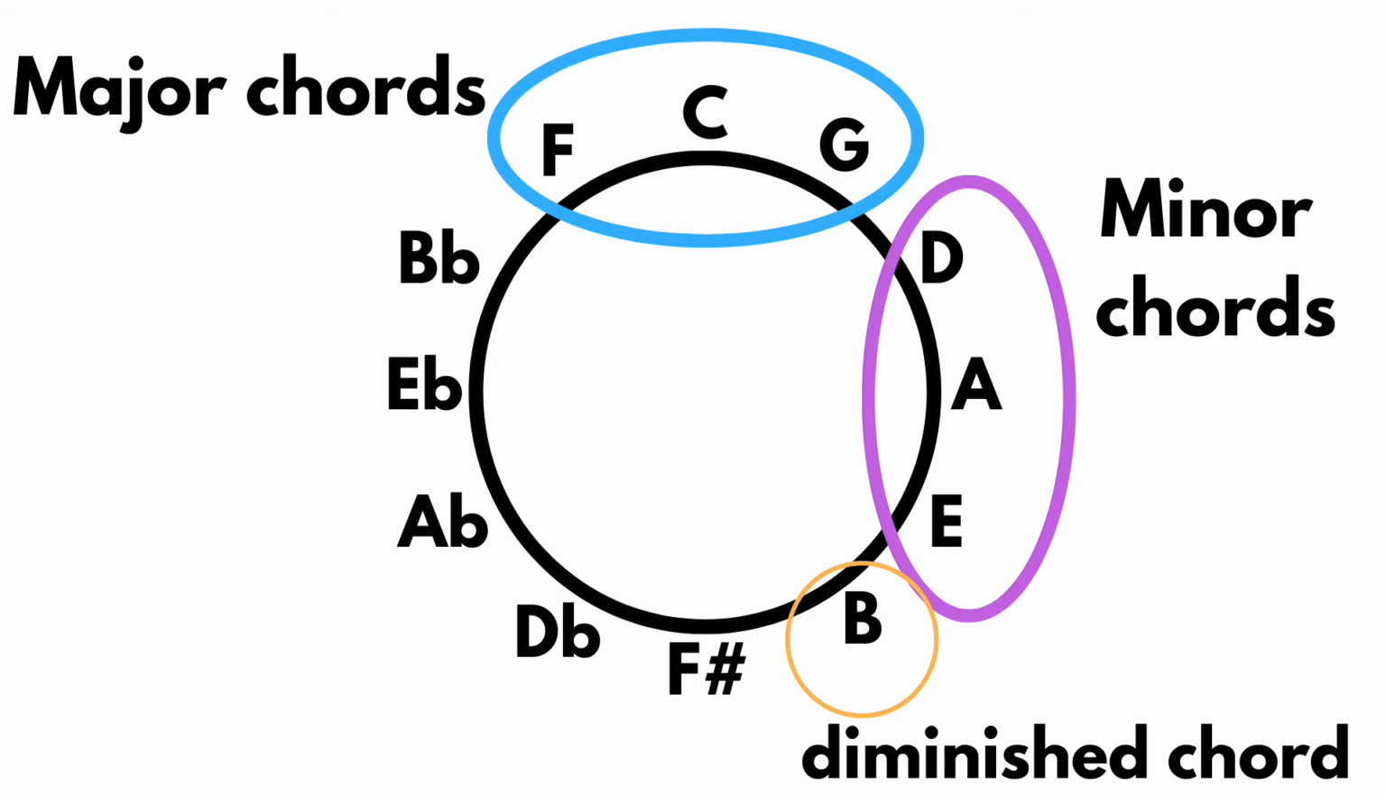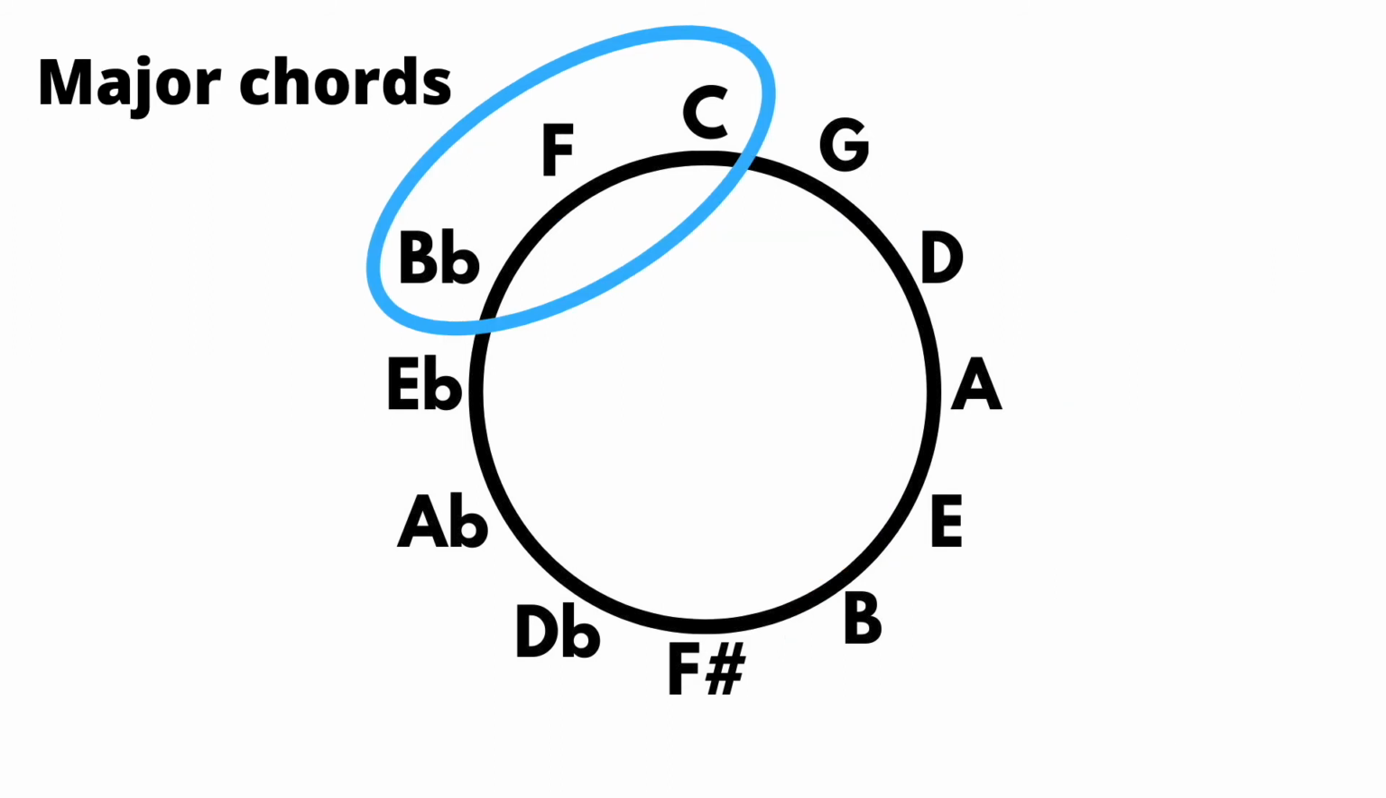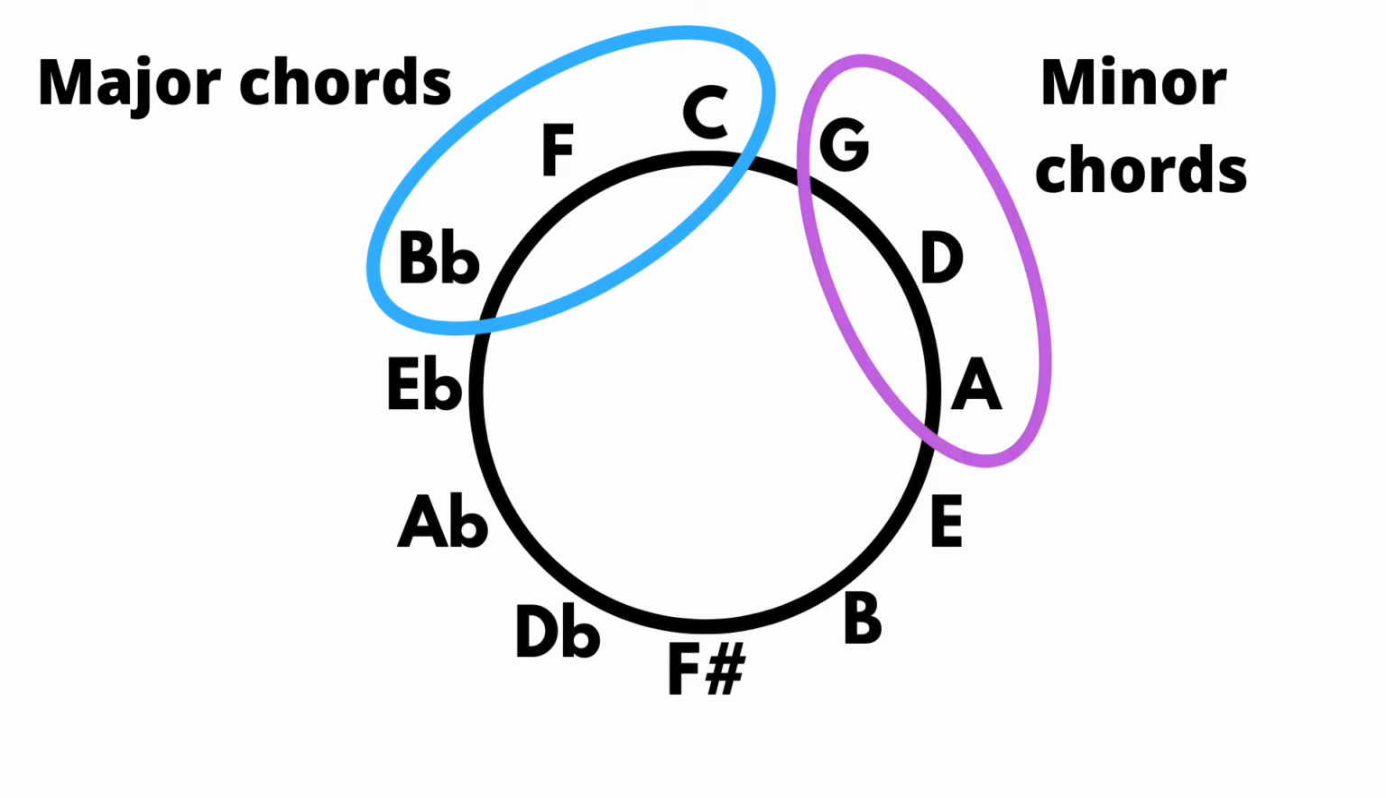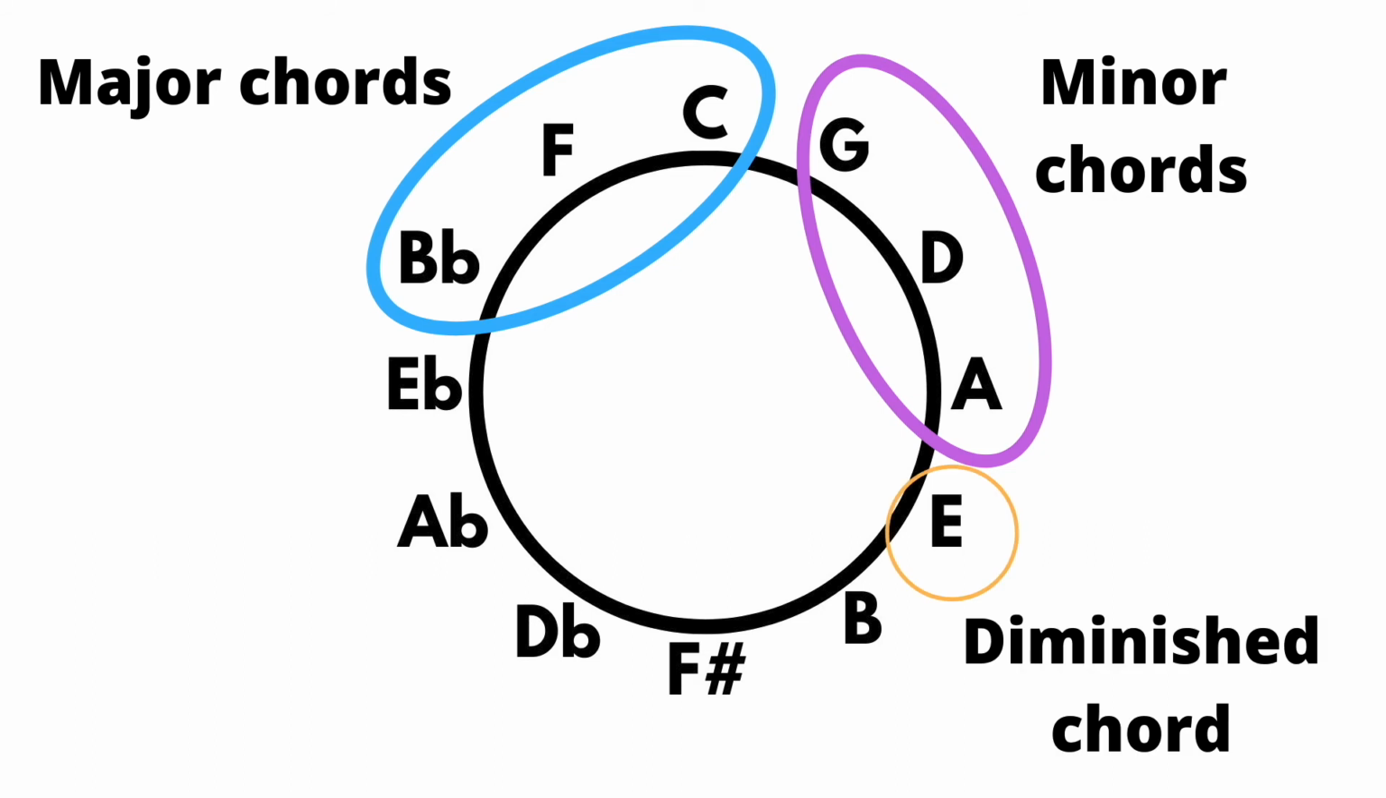Let's do another example just to make sure that we understand this. Let's look at the key of F. In the key of F, we will have an F major chord, and the two keys on either side of F will also be major chords. So in this case, we will have a B flat major chord and a C major chord. The next following three chords going clockwise will be minor chords. So in this case, we will have a G minor chord, a D minor chord, and an A minor chord in the key of F. And the last key following the minor chords is a diminished chord. So in this case, we will have an E diminished chord.